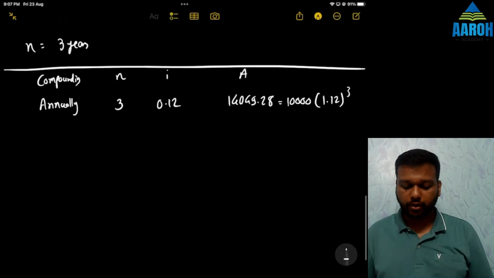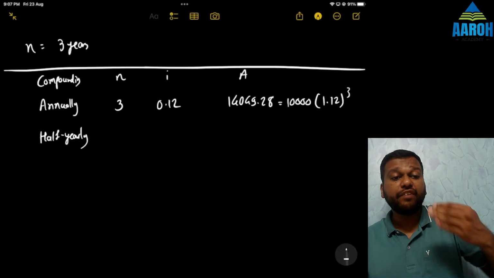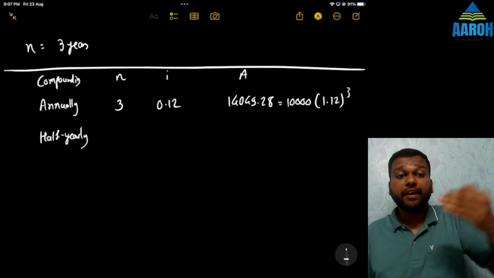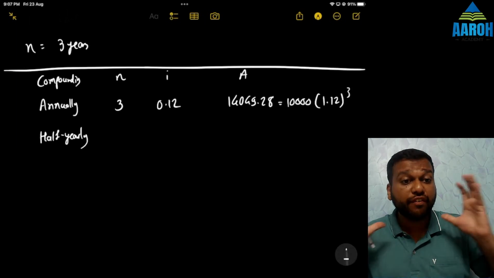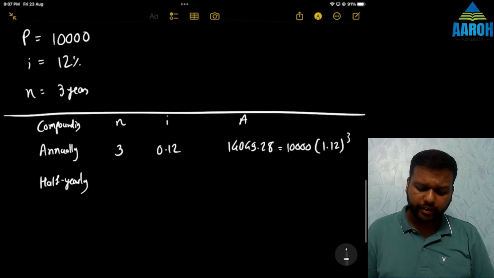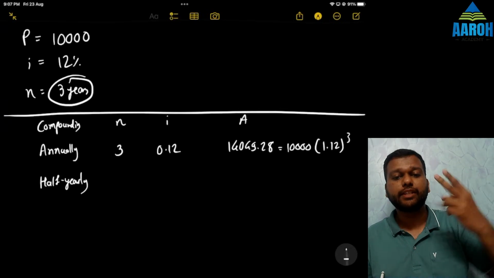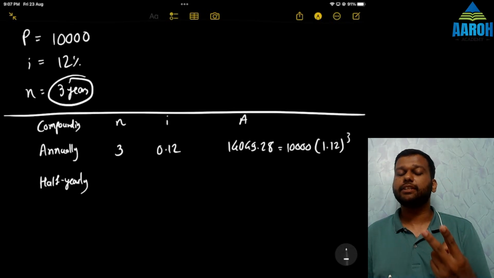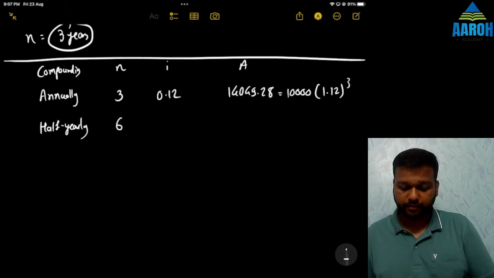Okay, now let's make it complicated. Let's say compounding is now half yearly or semi annually. That means what? Every half year we'll add interest to the principal. Okay, now understand, if we are adding interest every half year, then n has to be number of periods, that is number of half years. Now tell me, in 3 years how many half years are there? In 1 year there are 2 half years. So in 3 years, can I say there will be 2 into 3, 6 half years? Is that correct? So n will be 6.